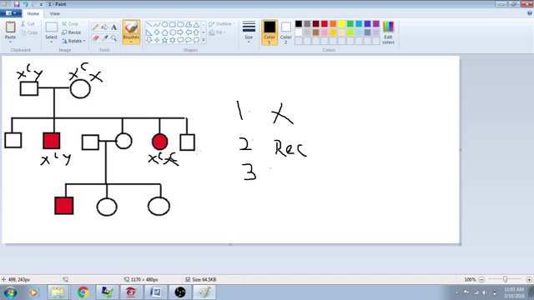Now if the disease is recessive and the father has the XC chromosome, that means he should be affected, but he is not affected. That means the disease is not X-linked. If it was X-linked, then that means she has to be XC, and for this to happen, the father has to have the affected X chromosome, and because the male has only one X chromosome, he will show the disease or the symptoms, but he does not show. That means the disease is autosomal. So we come to the conclusion that the disease is autosomal and recessive.